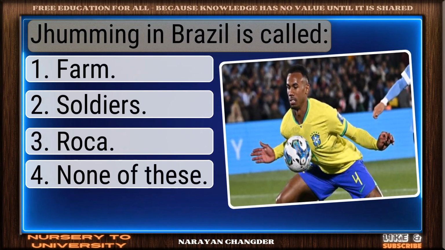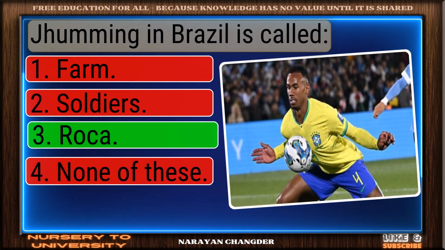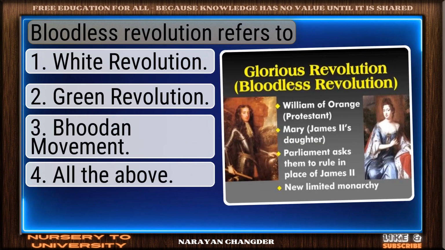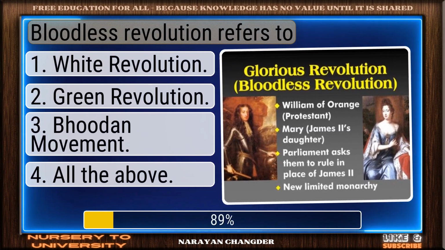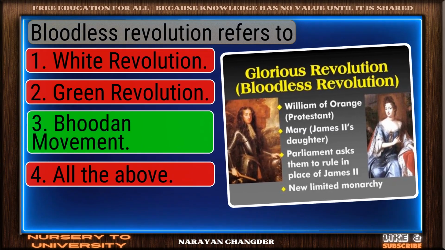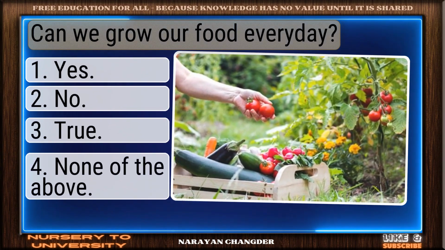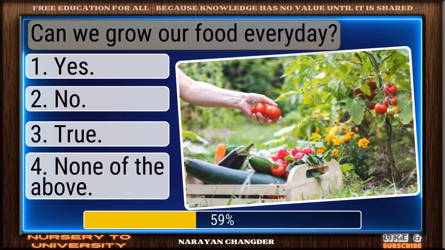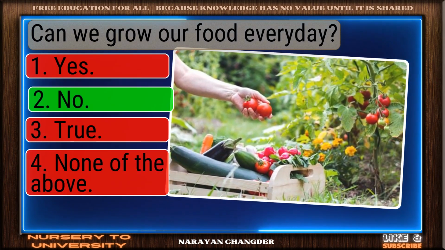Jhumming in Brazil is called... Nicely done. Roca is solid. Bloodless revolution refers to... Nice work. Bhoodan movement fits perfectly. Can we grow our food every day? Great job. No is accurate.